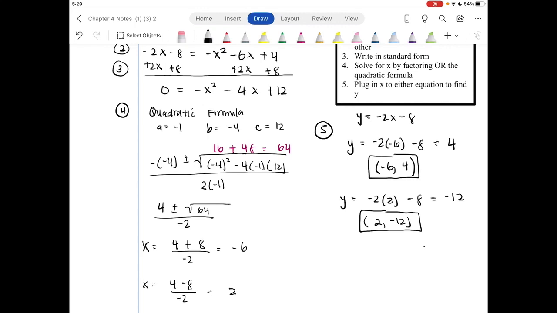For the sake of time, I'm not going to do a check because we just did a check on the last example, but remember we're going to plug in both points like the check in example number 1.